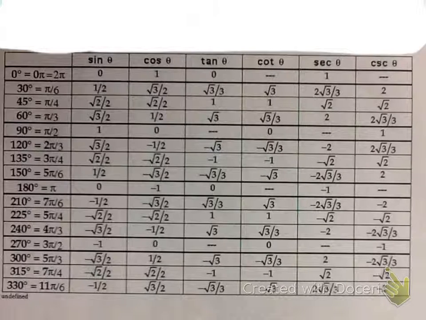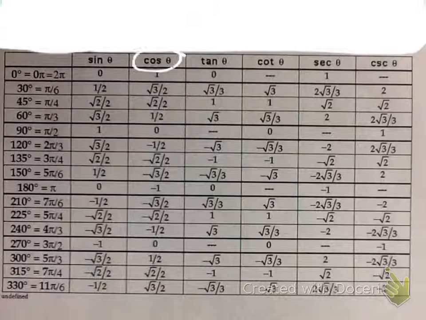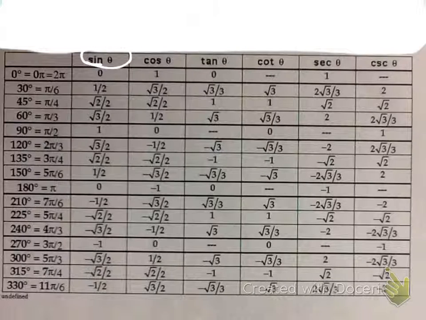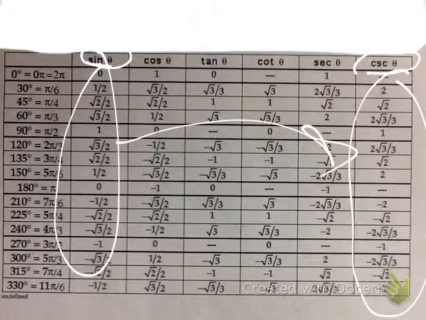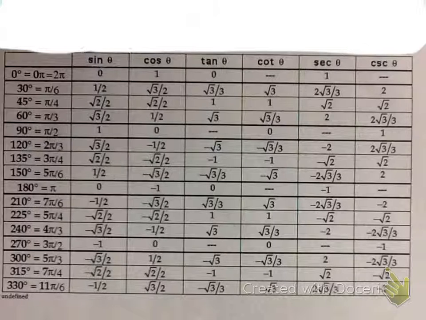And again, you can look at the pattern between these. Cotangent is related to tangent. So these values are the reciprocal of the ones next to it. And then cosine is related to secant. These are all just the reciprocal of these numbers. And same for sine and cosecant. These are the reciprocal values. Alright, so if you don't have this completed in your table, take some time to pause and do that now.